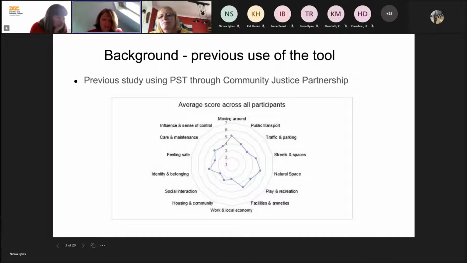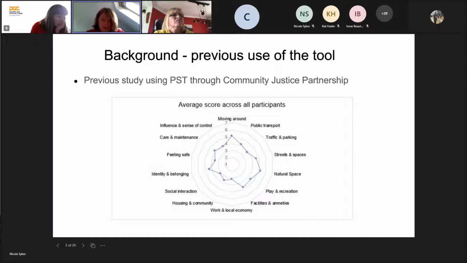In particular, in this case, it was a community of interest, and it highlighted three things for them in particular, and you'll see that on the screen: that the people within this community of interest didn't feel safe, issues around work and local economy, and also felt they had lost their influence and sense of control.